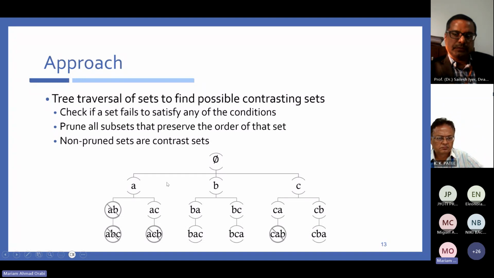And I just want to mention that the order of the items here is very important, unlike other methods that just consider AC, for example, and do not consider CA.